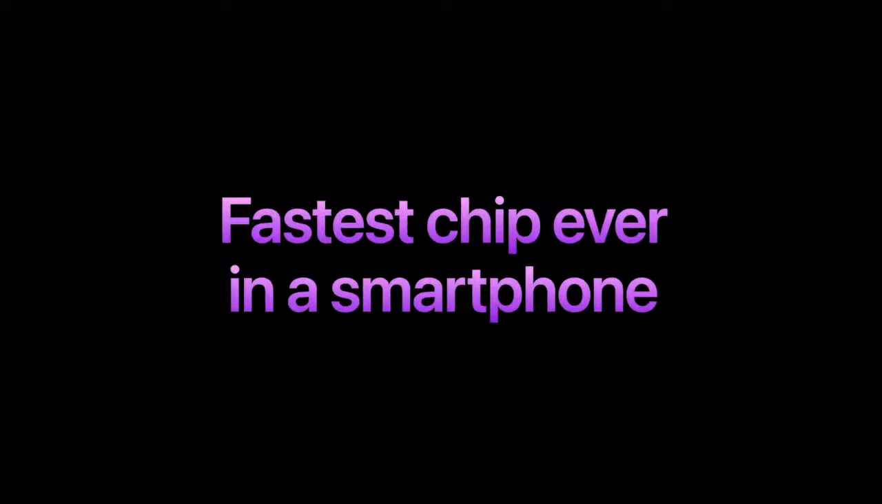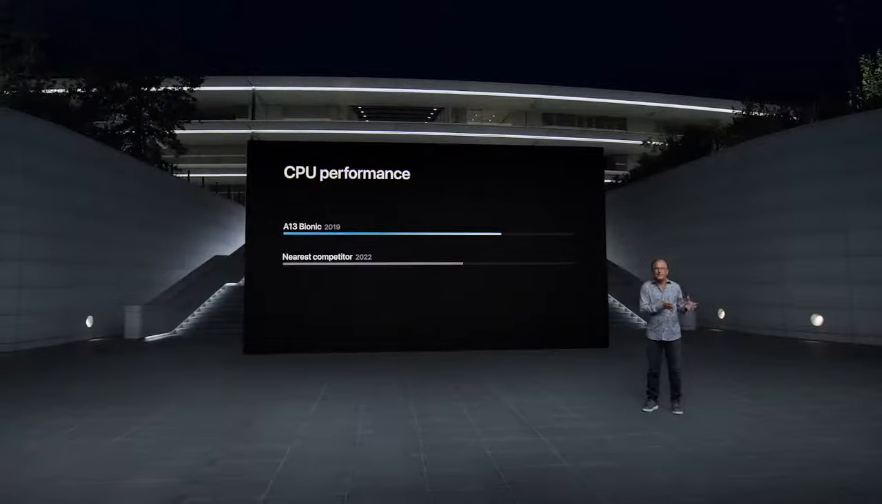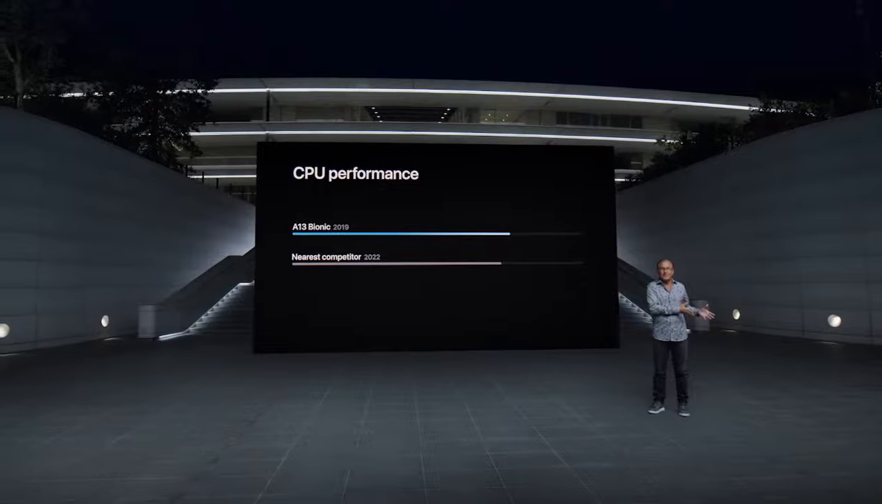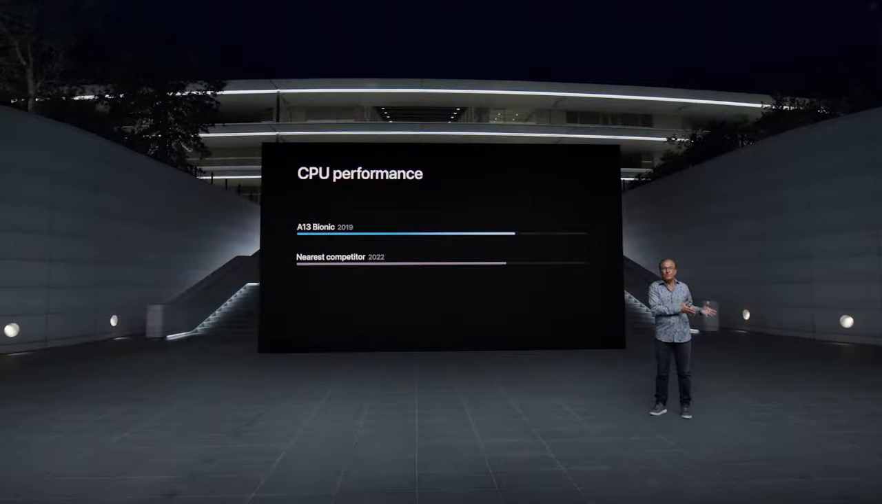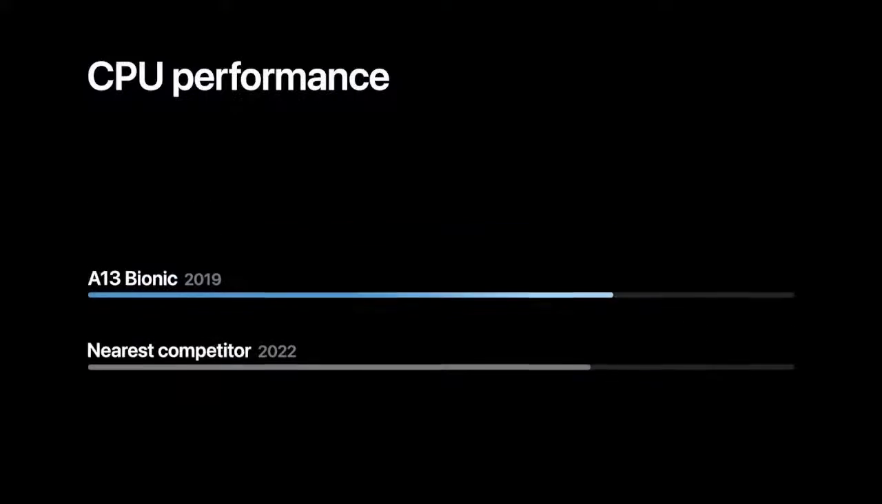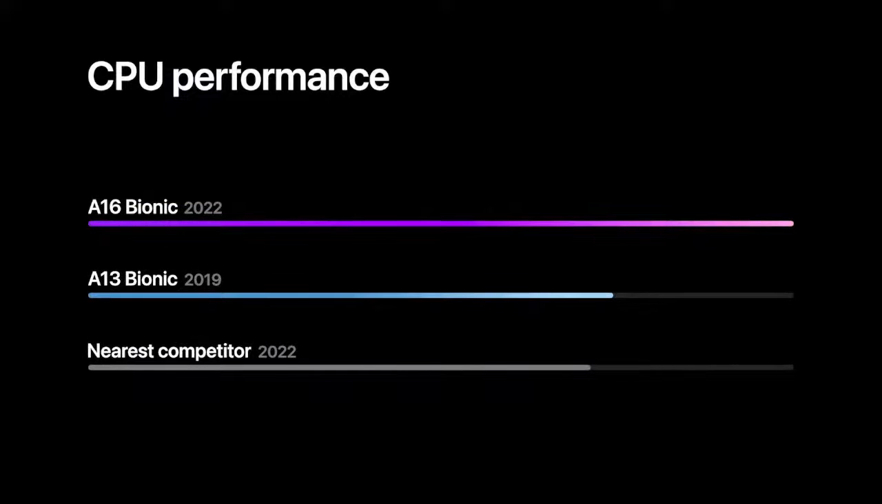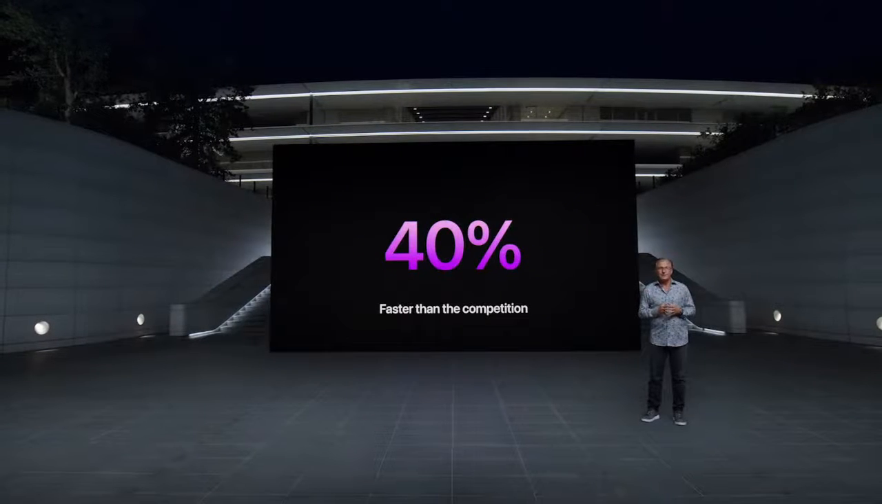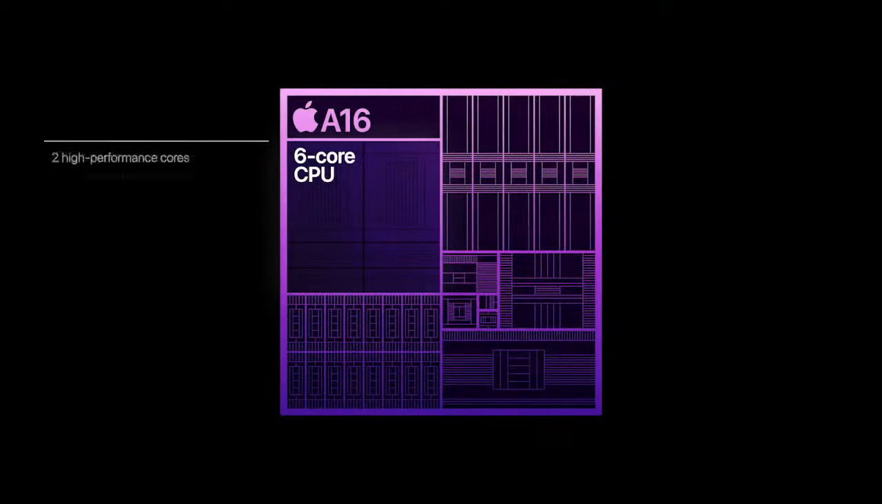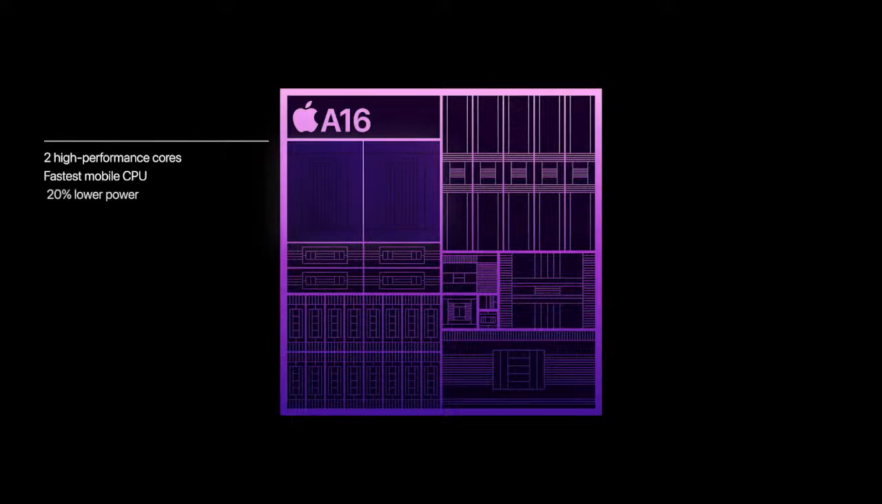In fact, A16 Bionic is the fastest chip ever in a smartphone. The competition is still working to catch up with the performance of A13, which we first introduced with iPhone 11 3 years ago. The new 6-core CPU of A16 is generations ahead. It's up to a whopping 40% faster than the competition. The CPU uses our best-in-class Fusion architecture, which delivers both leading performance and leading efficiency. Our 2 high-performance cores are faster and use 20% lower power compared to the A15 Bionic.